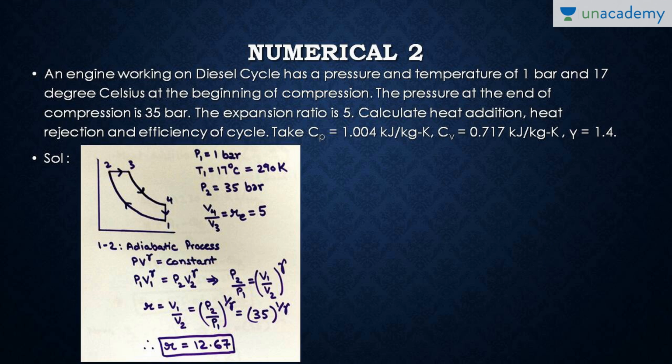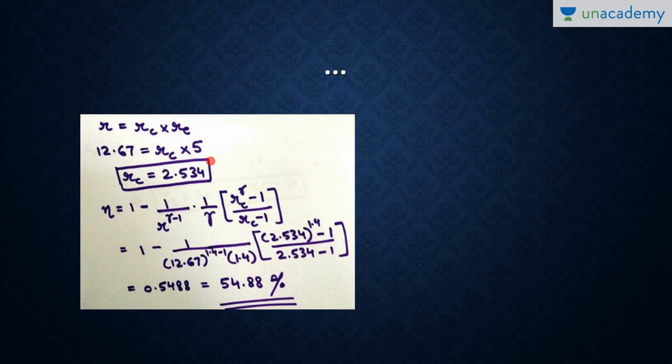In my previous lesson I told you compression ratio is equal to cutoff ratio into expansion ratio. We will find the Rc as well. Rc is R upon 5, which is 12.67 divided by 5. So the cutoff ratio is 2.534. So Rc we have calculated.